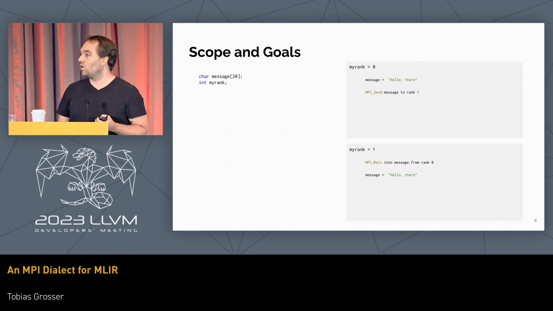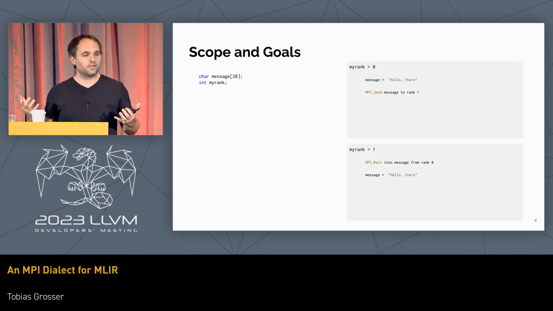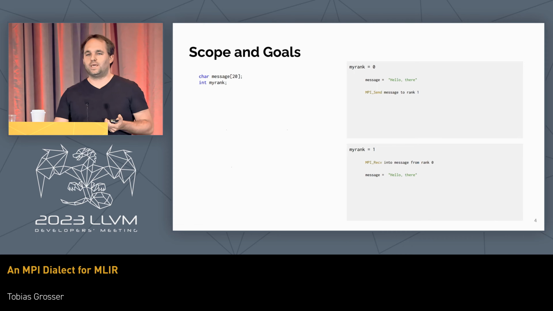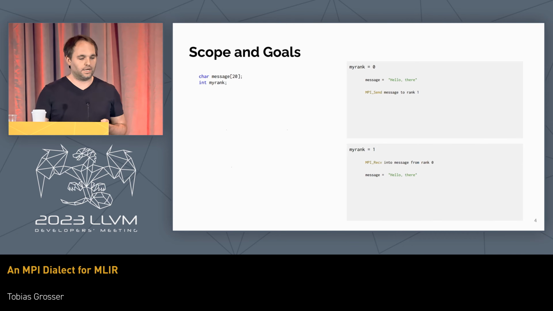So the scope and goal of this presentation is really small. The objective of this step-by-step approach is not that I explain all of MPI and then we build something large. I want to make the case that we should add something small to MLIR. In particular, we should get an MPI Hello World program running in MLIR.